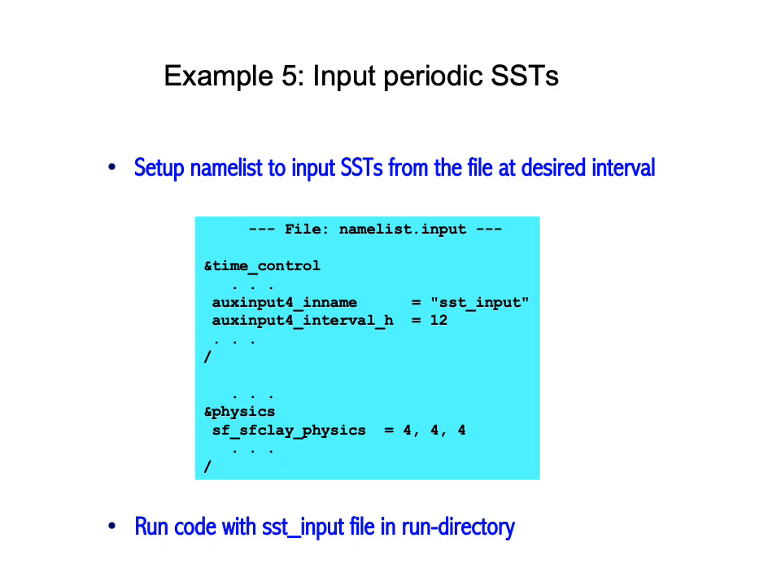The last piece is to make sure that we activate our new option in the physics namelist record. We would have to say sf_sfclay_physics is equal to 4, and this is a max domain entry, so we would put an entry for each one of the domains.